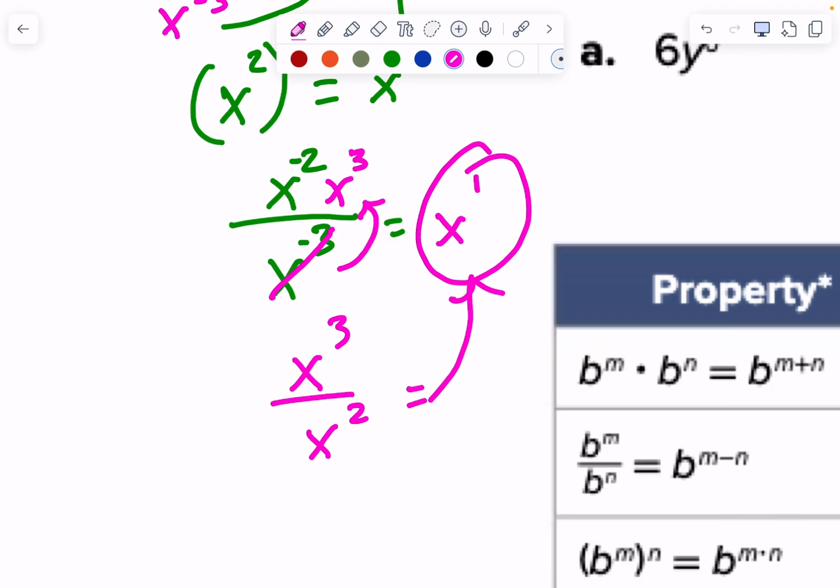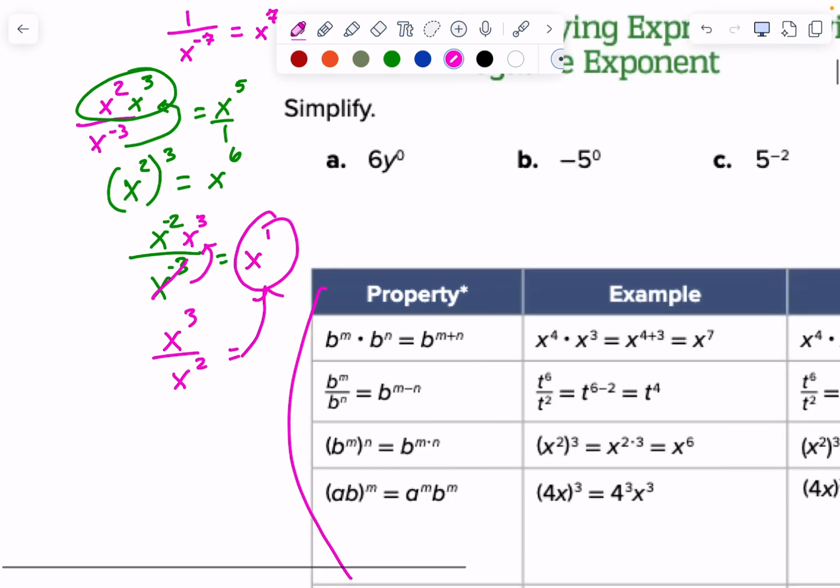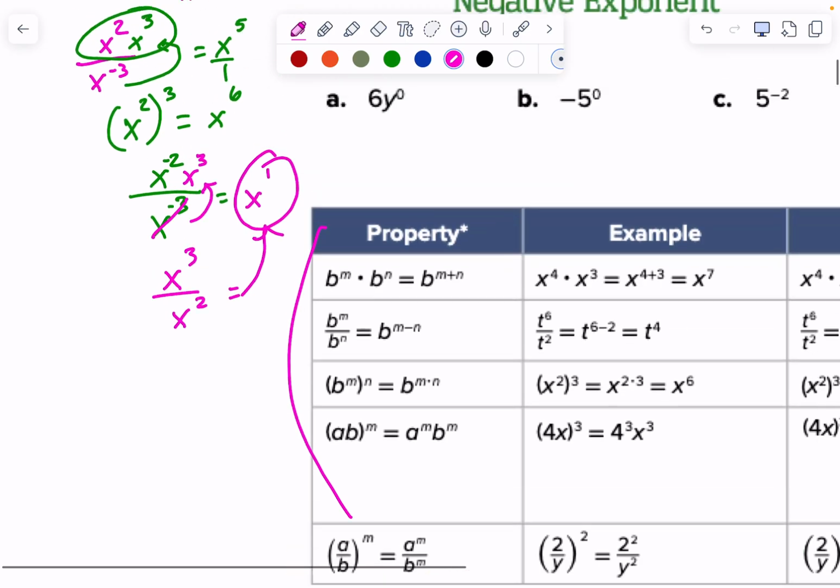That was a lot. Was that a lot? Yeah. Okay, that's like all this stuff right here, right? Okay, we'll get to that. We'll do some more examples of that.